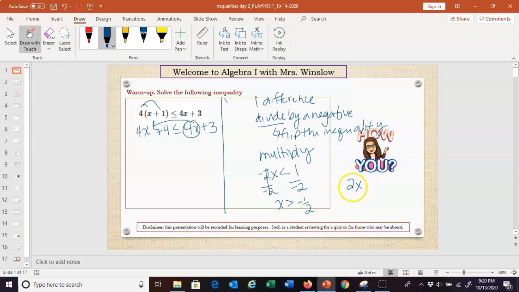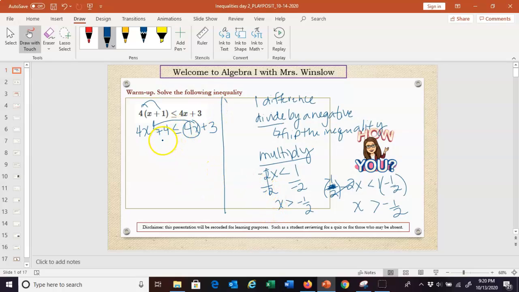But check this out. If we have negative 2x is less than 1, isn't that the same thing as multiplying by a negative 1 over 2? Isn't dividing by negative 2 the same thing as multiplying by negative 1 over 2? It's the same thing. You're multiplying by that fraction. It'll get you the same solution. So it's either when you multiply or divide, both, you're going to flip that inequality. So I want to make sure to clarify that for you guys.